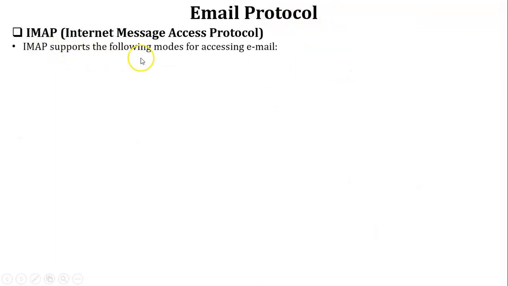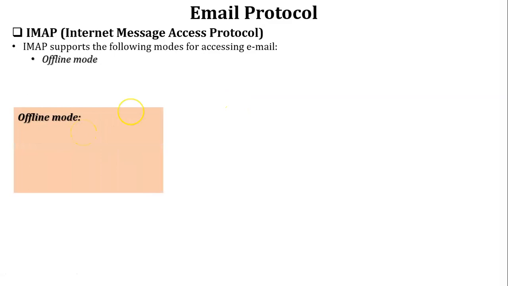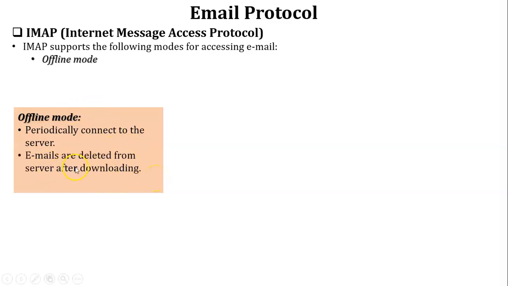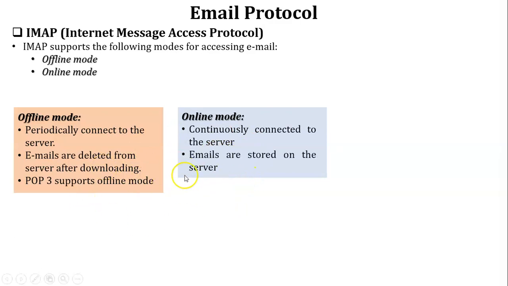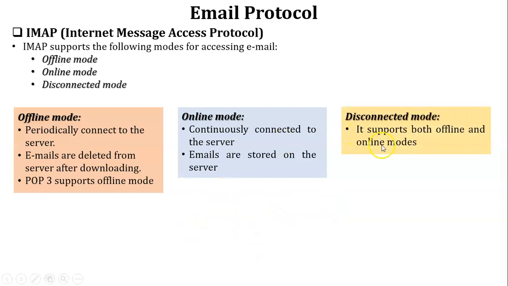Next, IMAP supports the following modes for accessing email. The first mode is offline mode. In offline mode, the client is periodically connected to the server to access the mail. In offline mode, emails are deleted from the server after downloading. POP3 supports the offline mode. The next mode is online mode. In online mode, the client is continuously connected to the server. In online mode, emails are stored on the server, so the client can access the emails from anywhere and from any device. The next mode is disconnected mode. It supports both offline and online modes.